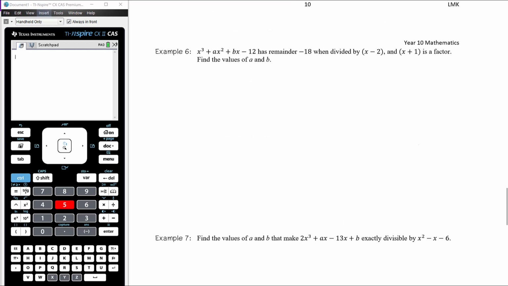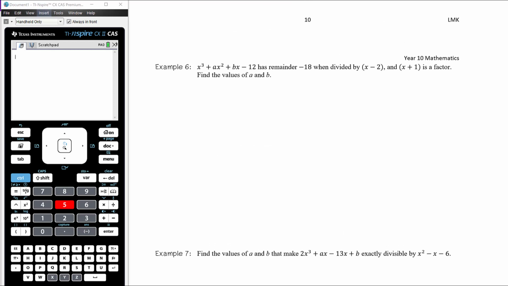Okay, let's see if we can put those two things together in a couple of slightly more complicated examples. X cubed plus ax squared plus bx. So this time we've got two unknown coefficients, which means we're going to need two bits of information to make two equations that we can solve simultaneously. Okay, x cubed plus ax squared plus bx minus 12 has a remainder of negative 18 when divided by x minus 2. There's one important bit of information. And x plus 1 is a factor. There's the other important bit of information.